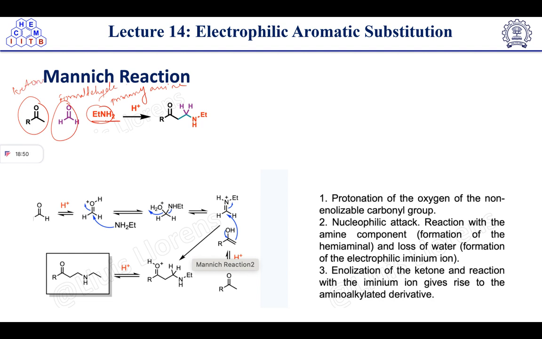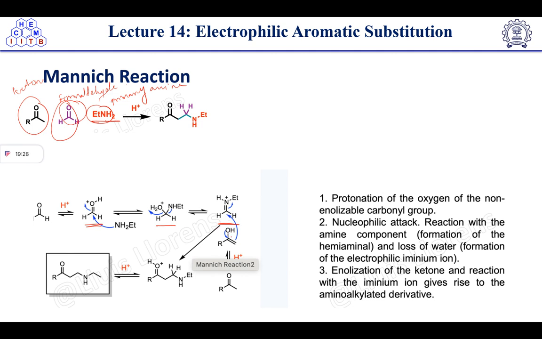So the first step is protonation of the oxygen of the non-enolizable carbonyl group. Which one is the non-enolizable carbonyl group? This formaldehyde, right? Here enol formation is not possible. So that's why protonation will take place on this one first of all, and we will get this as an intermediate. Now nucleophilic attack of this amine will take place, and it will give the hemiaminal intermediate, right? After this attack, H2O elimination will take place and we will get the iminium ion, the electrophilic iminium ion.